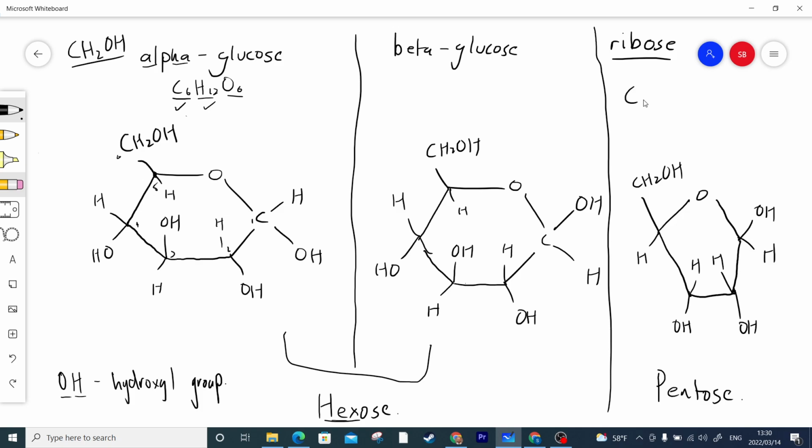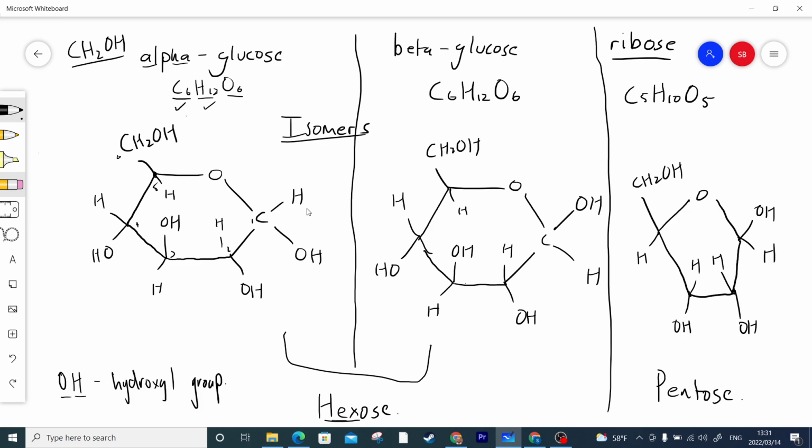And this would have the formula C5H10O5. Notice that hydrogen to oxygen ratio, 2 to 1. 2 to 1. The beta glucose is also going to have the same formula. Okay, 2 to 1 with the hydrogen to oxygen ratios. Notice that these have the same chemical formula, but structurally they look different. We call things that have the same chemical formula but have structural differences, these are called isomers of each other. Same chemical formula, different way in which the atoms are arranged.